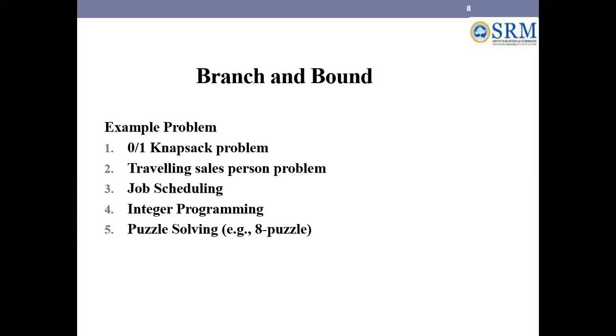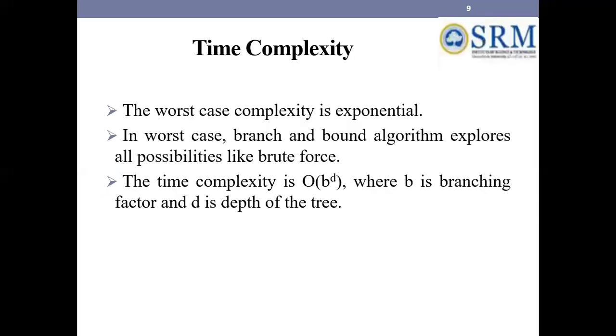And job scheduling. There are n number of jobs, and we assign a person to each job with the minimum cost. That is called job scheduling. And integer programming, linear programming, finding the maximum objective value with some constraints, or the minimum value with the constraints. So we can solve objective function equations using the branch and bound technique. And the puzzle solving problem with minimum cost. These are some examples of the branch and bound technique.